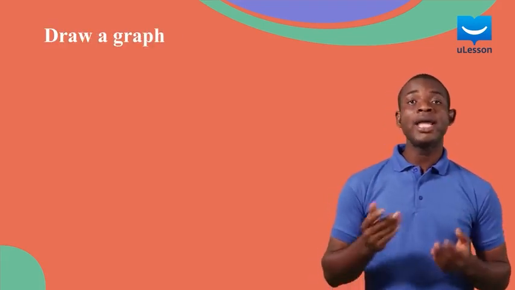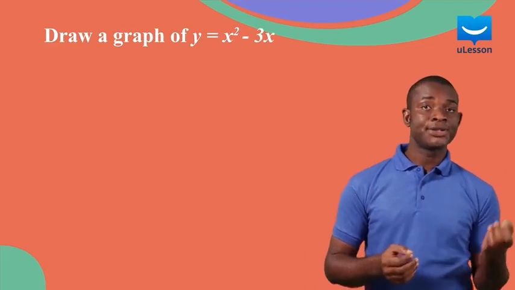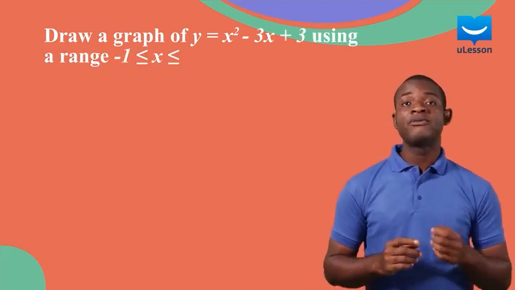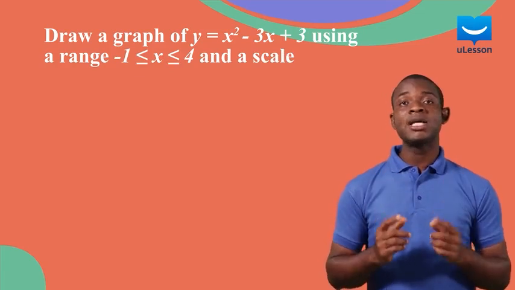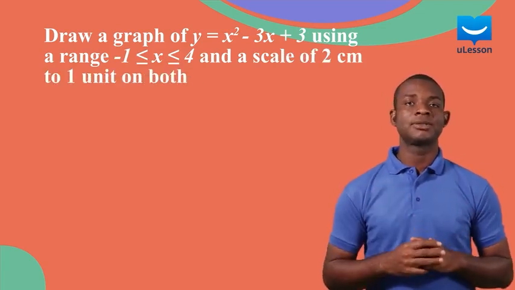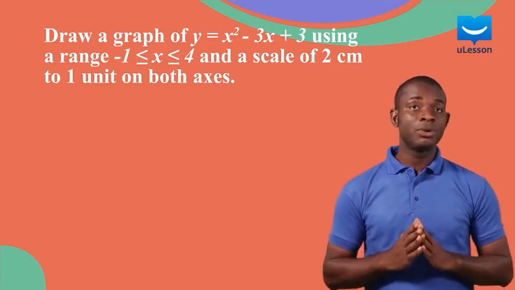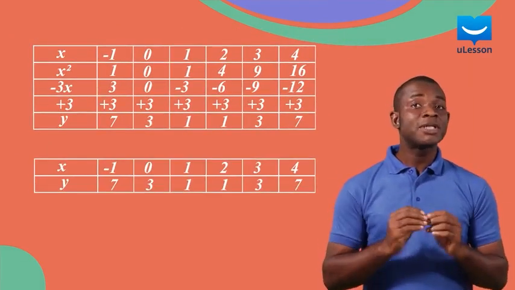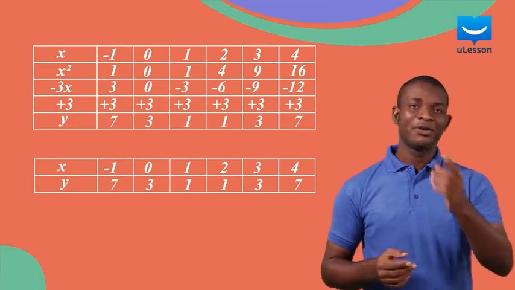Finally, the curve of a function may not cross or touch the x-axis at any point. For example, in the quadratic function y equals x squared minus 3x plus 3, let's draw the graph with a range of x from minus 1 to 4 and scales of 2 cm to 1 unit on both x-axis and y-axis. When we construct our table, we will have this. Now, plotting the points and drawing the graph, we should have this.